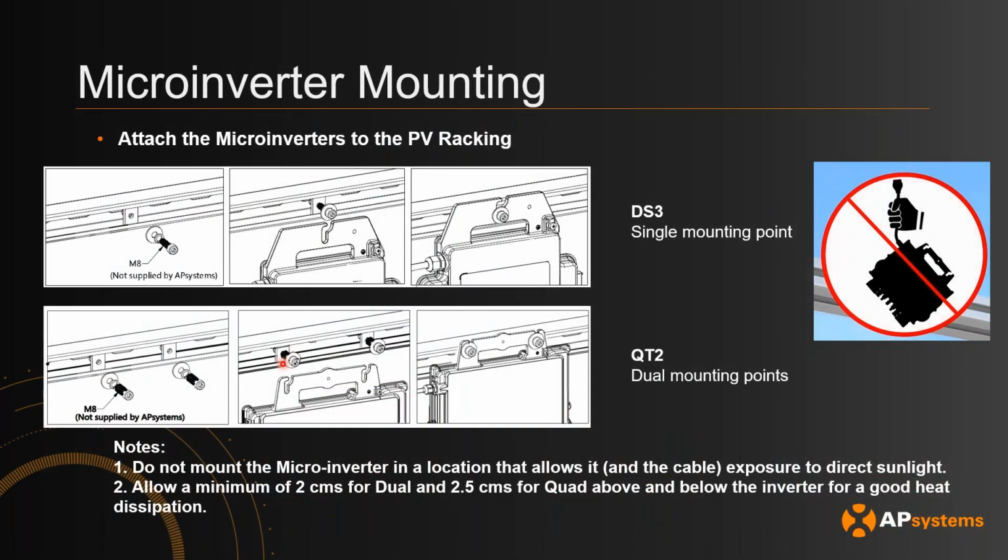Typically, it's basically mounted through MLPE mounts. The QT2s have 2 of them, so it's easy to mount them like so. As mentioned before, make sure it's not exposed to direct sunlight, and make sure that there's sufficient spacing between the microinverters and the panels for proper ventilation.